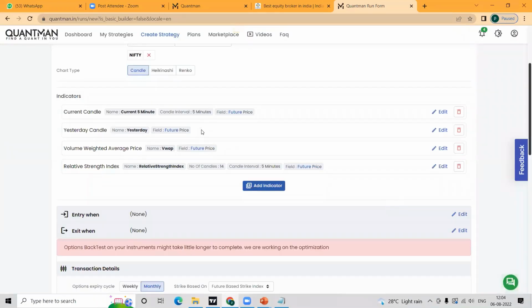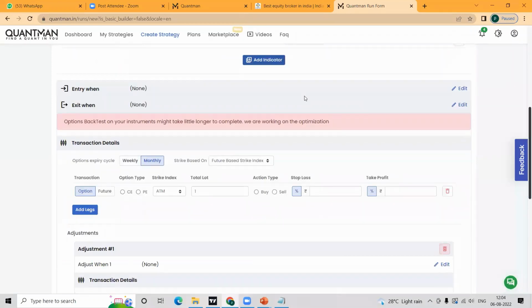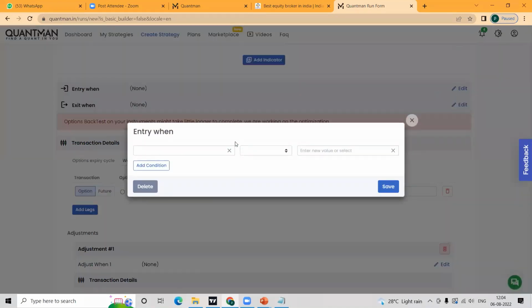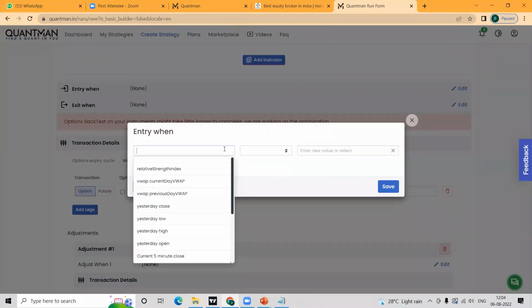So previous day high, volume weighted average price, and relative strength index (RSI) are the three indicators I have been using. If you add all three indicators, they are reflected in this entry when conditions. So I am going to write the conditions one by one.